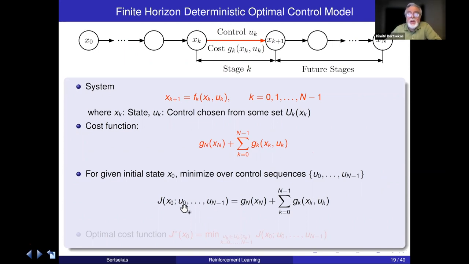And what we're trying to do is minimize over all sequences. And the minimum value is denoted by J star. It depends on x0. So it is a function of the initial state. And this is a very central quantity in dynamic programming. All of dynamic programming is geared towards obtaining J star or an approximation to J star, or an optimal control sequence or an approximation to that.